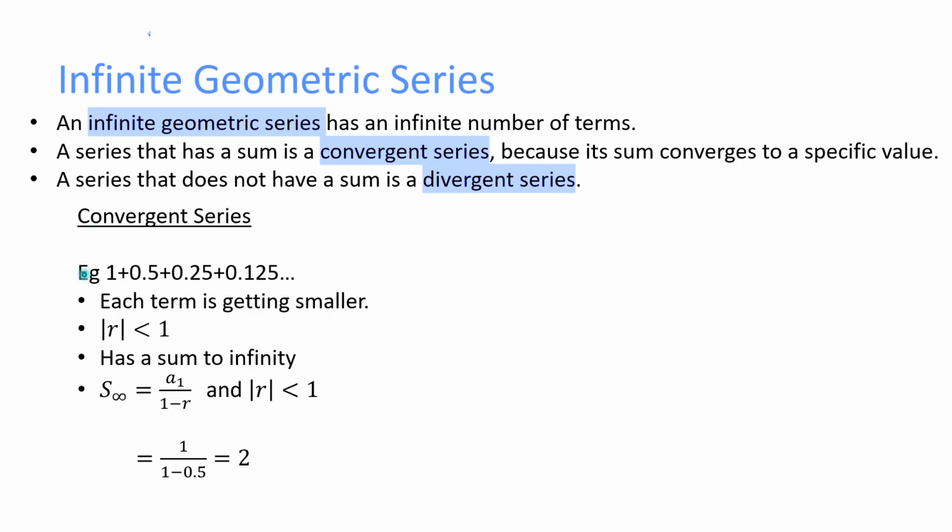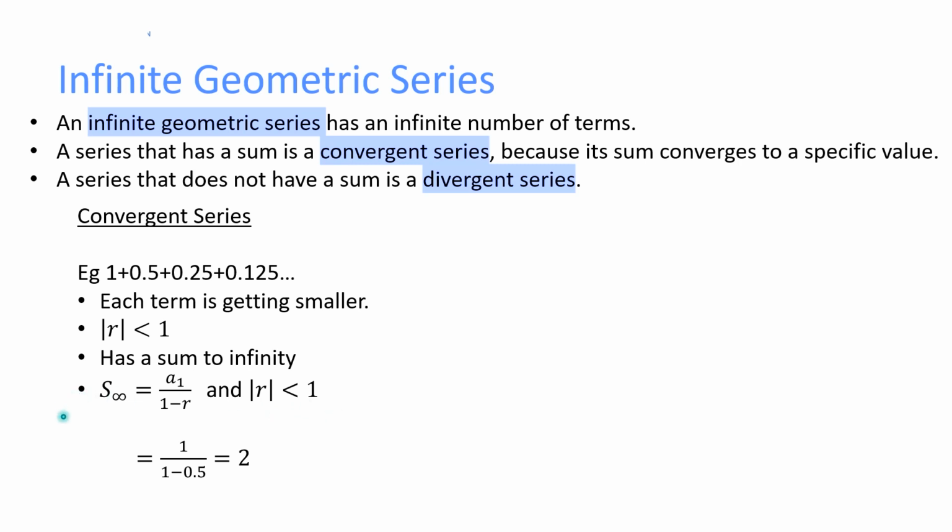For example, let's look at this series. If you notice, each term is getting smaller and smaller. This is an example of a convergent series. Here we have the absolute value of r, which is the common ratio, to be less than 1. And a convergent series always has a sum to infinity. The formula for sum to infinity is given by a1 over 1 minus r, with the condition that the absolute value of r is less than 1.